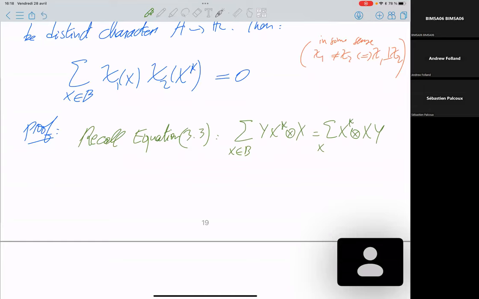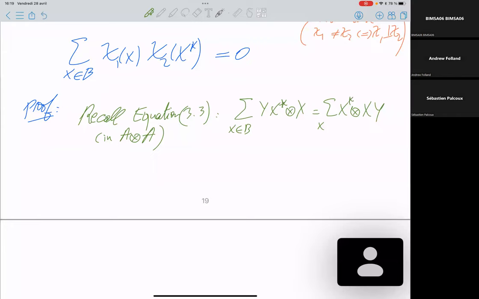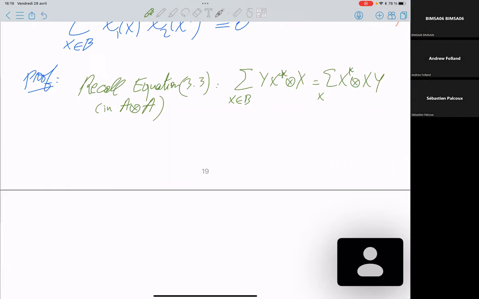The tensor here is just the formal tensor product of the fusion ring. We are not talking about a tensor product of a category here. It's just the formal tensor product of the fusion ring. So this is the recall.